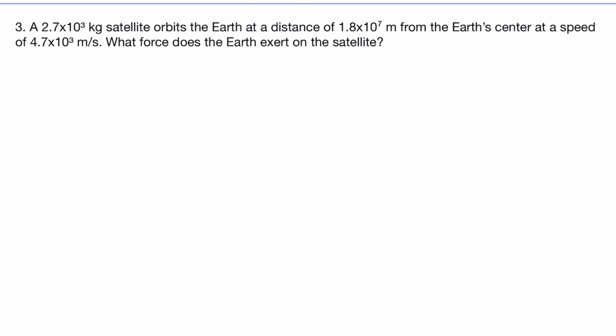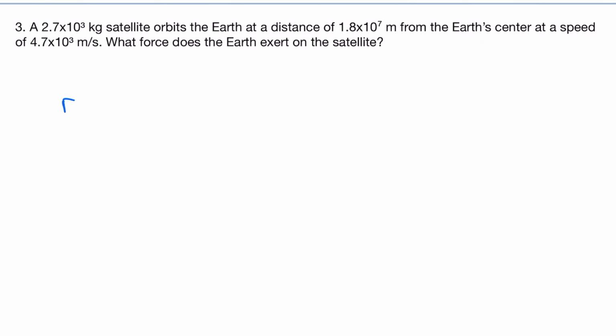Number 3. A 2.7 times 10 to the third kilogram satellite orbits the Earth at a distance of 1.8 times 10 to the seventh meters from the Earth's center at a speed of 4.7 times 10 to the third meters per second. What force does the Earth exert on the satellite? So this question is pretty easy. We just need to use the equation for centripetal force because it says that the satellite is orbiting the Earth.